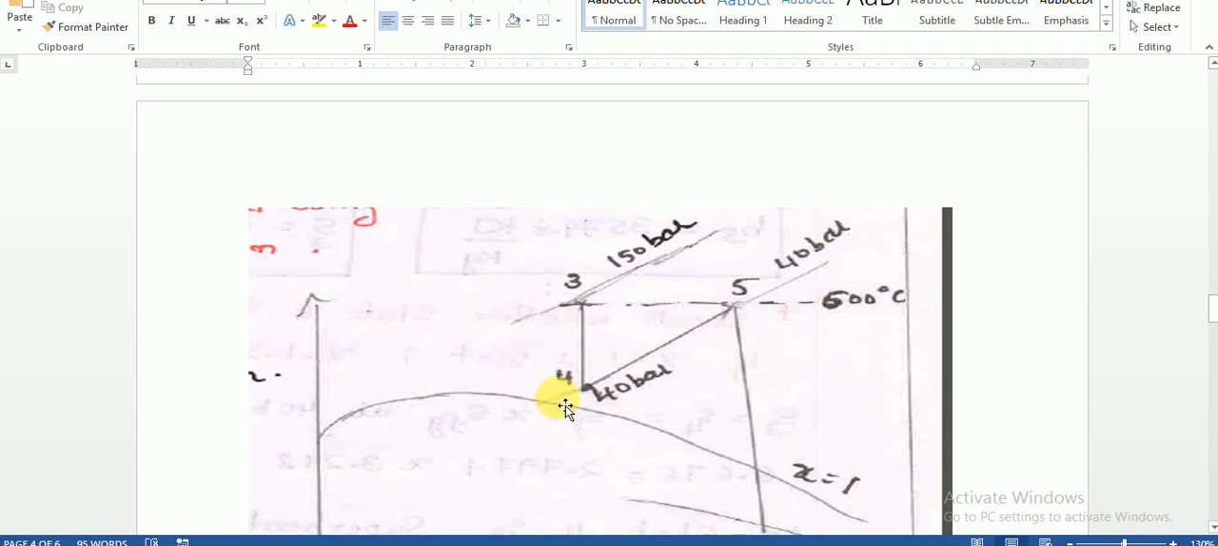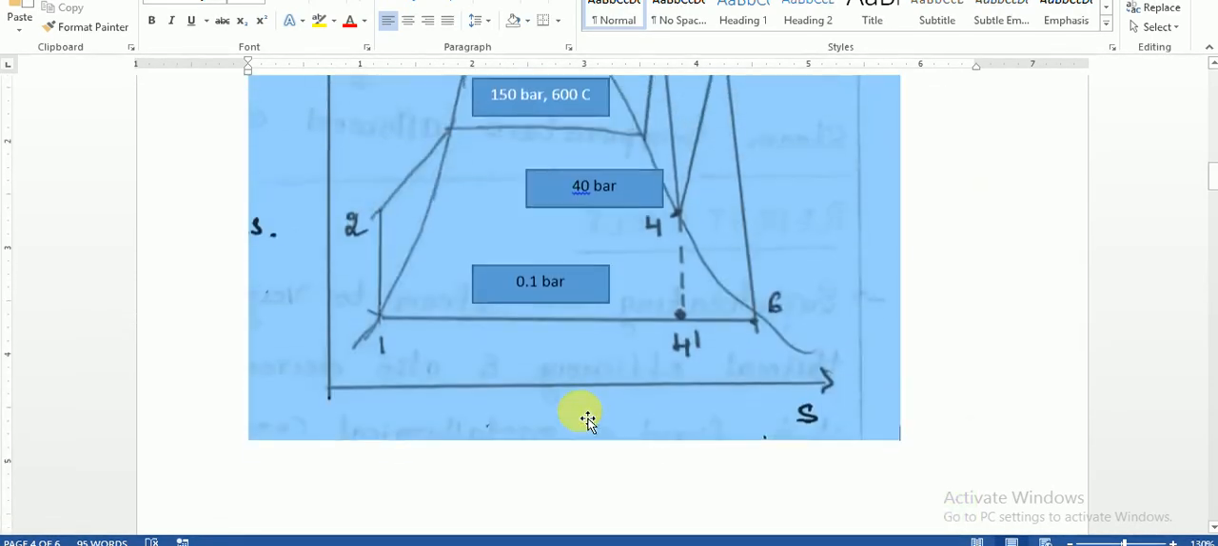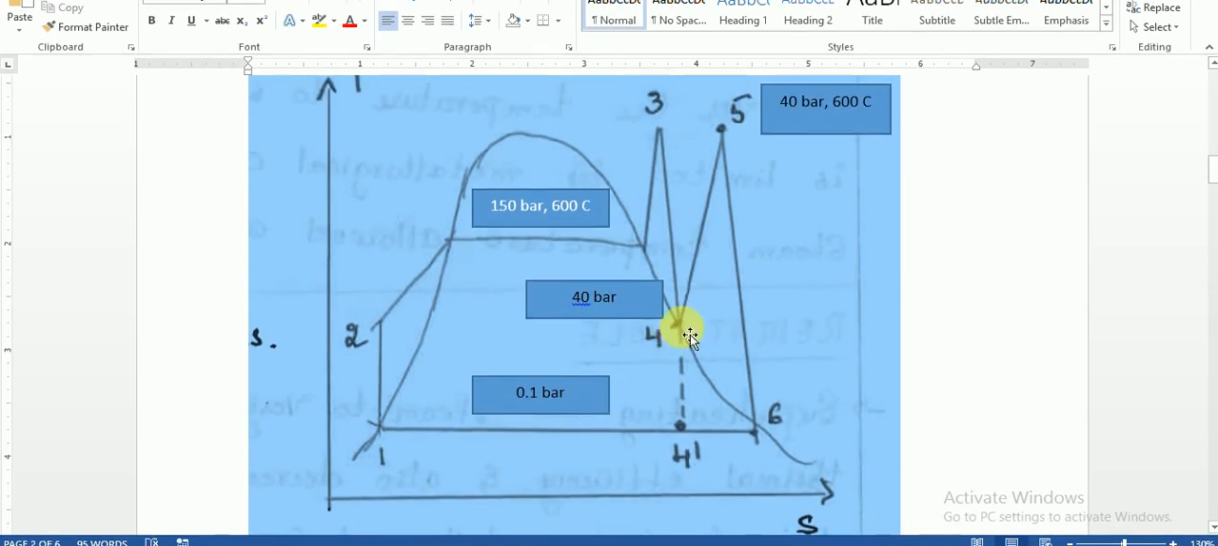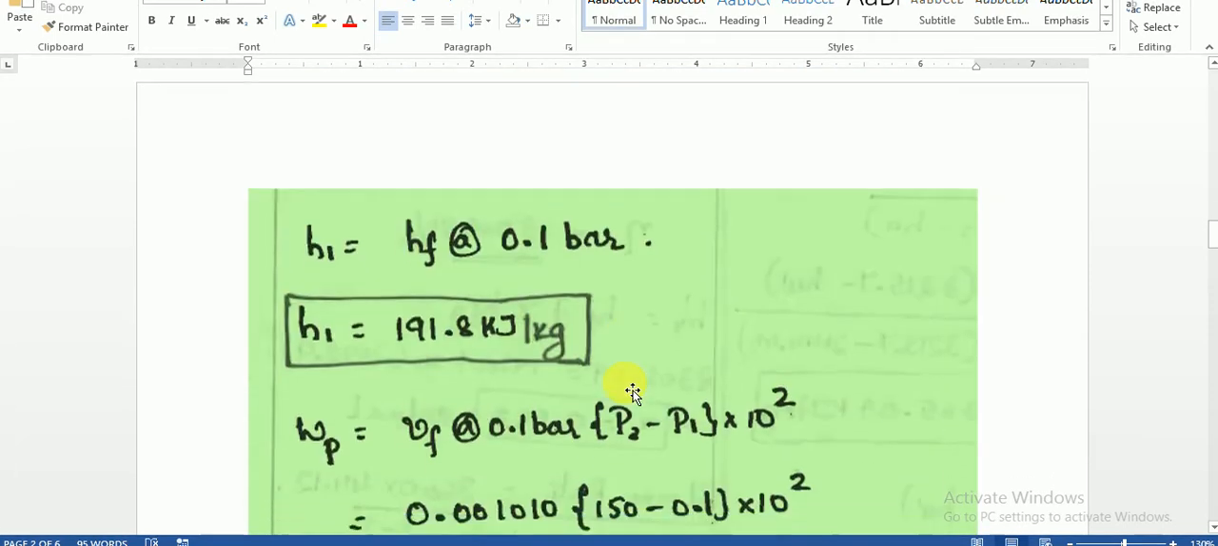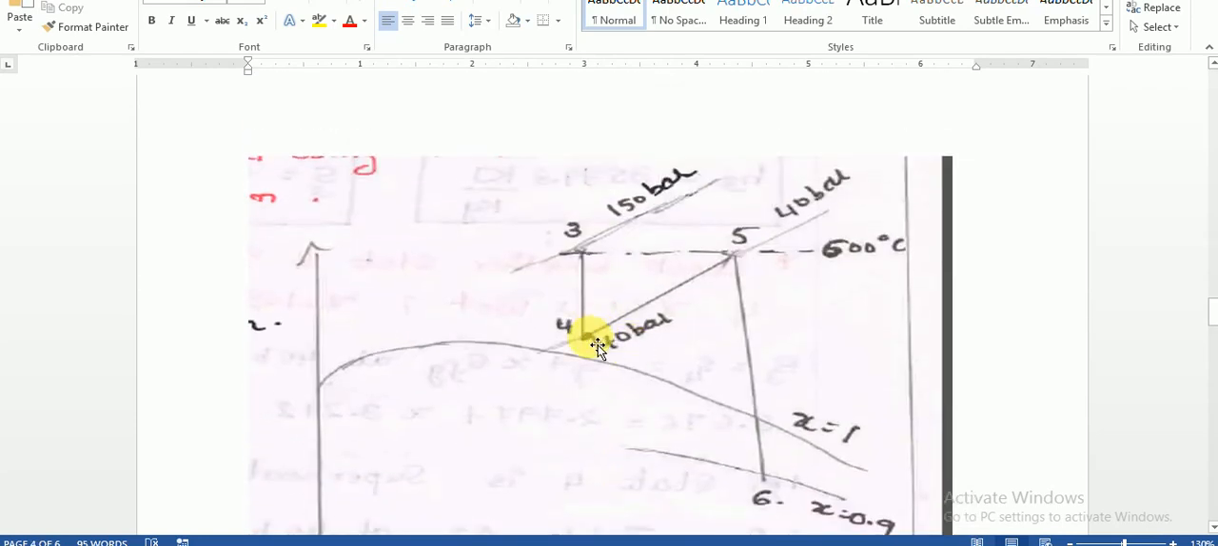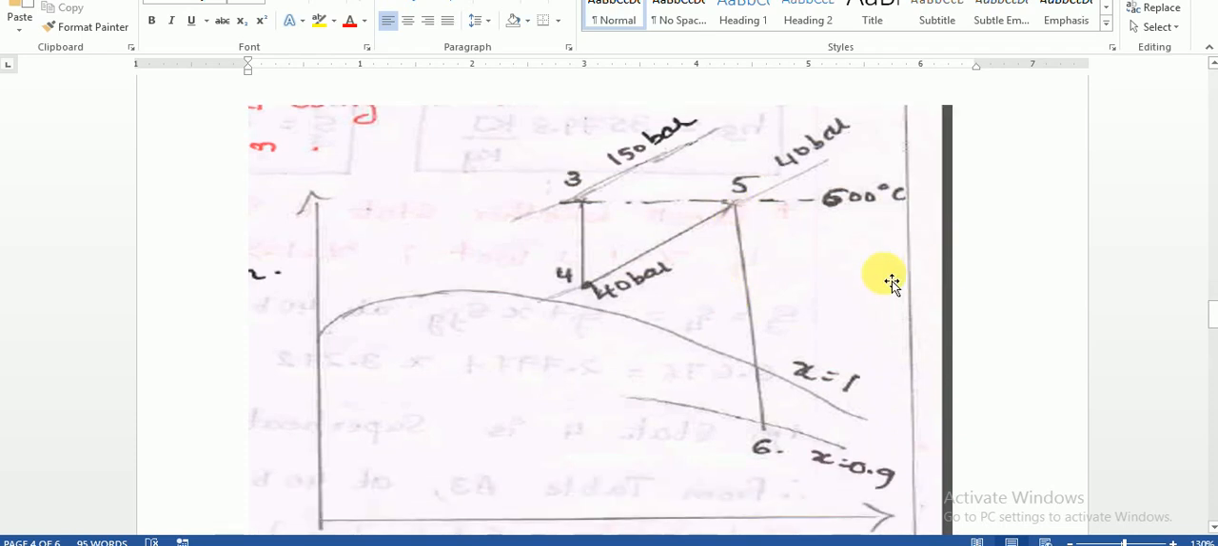Afterwards, you reheat. Recall, the reheat is from 4 to 5. Whenever we reheat, we have to follow the 40 bar line. Where do we stop? We stop at 600 degrees Celsius. Where 40 bar and 600 degrees Celsius meet is H5. So we note down the value of H5, that is enthalpy H5.